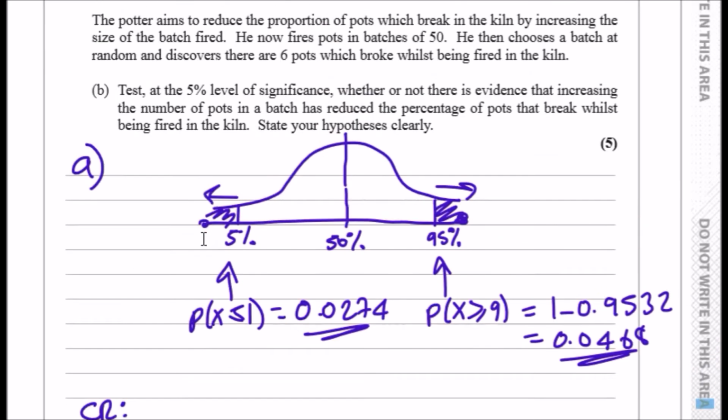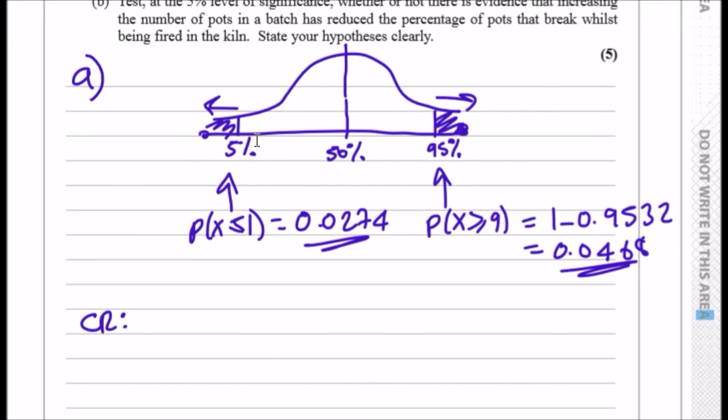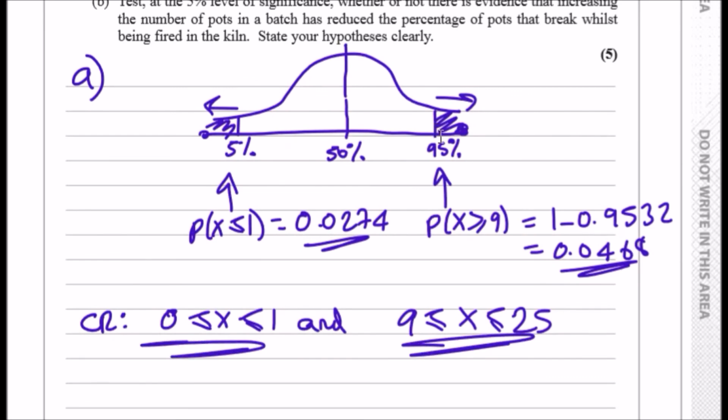So ultimately we can say that the actual critical regions, which are the shaded parts, lie between everything less than 1, so the number of broken pots from 0 to 1. So 0 less than or equal to x less than or equal to 1, and, I should just use the word and, because it's only the shaded regions, 9 less than or equal to x less than or equal to 25, because that's how many it goes up to. This should be the end of the solution. We want the values of x that are less than 5%, or just over 95%, or the remaining 5%.